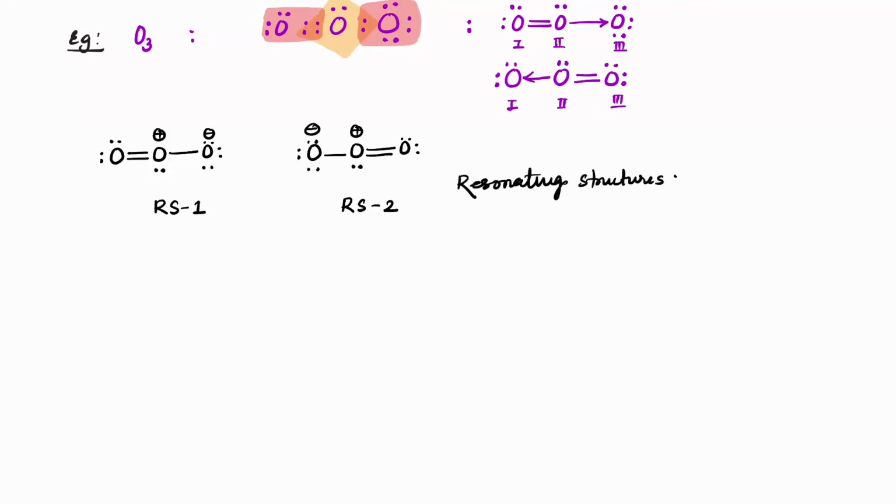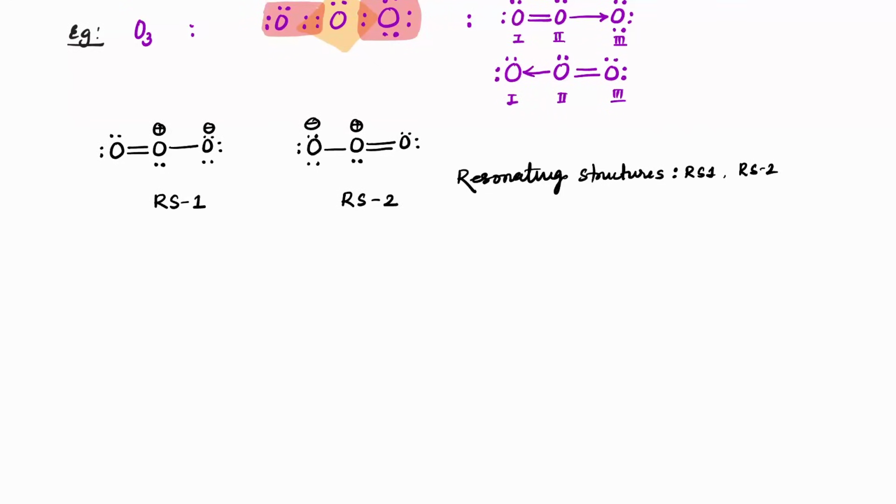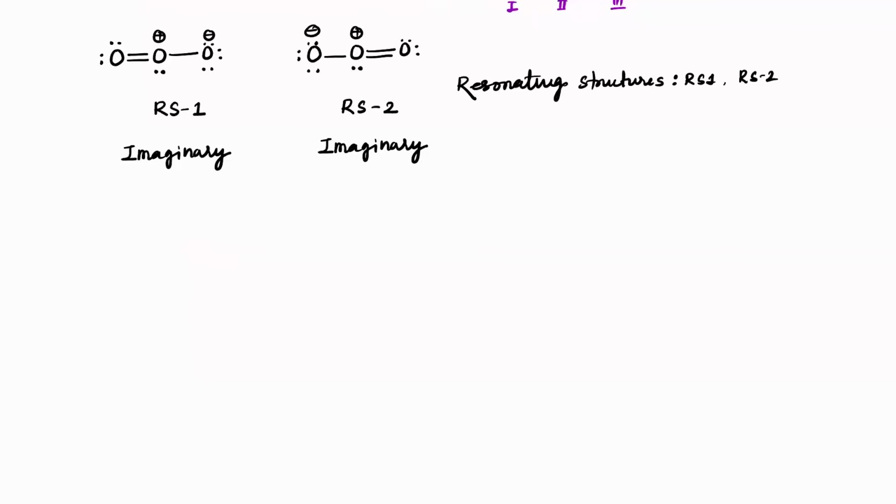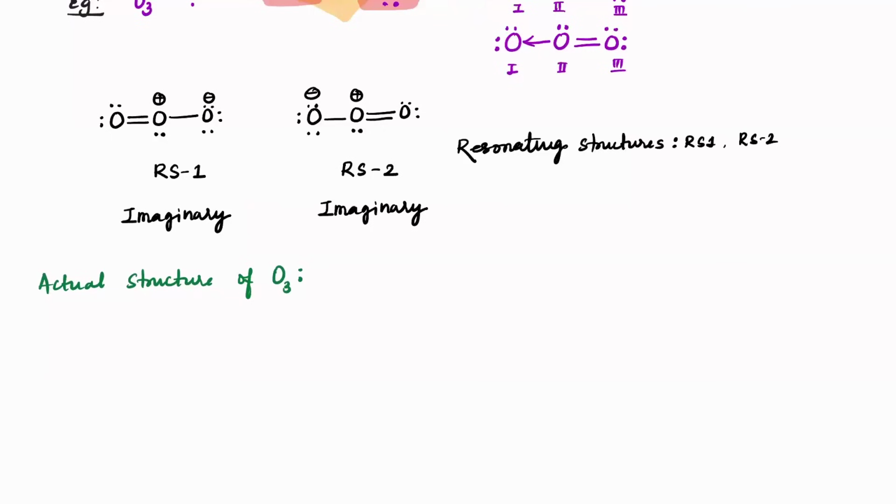So you are able to represent the same structure in the form of RS1 and RS2. But these are unreal, these are imaginary structures. This is imaginary, this is also imaginary, or a theoretical understanding of how the structure would be. But the actual structure of O3 would be a mix of these two. So it is neither this nor that, but a mix of these two.